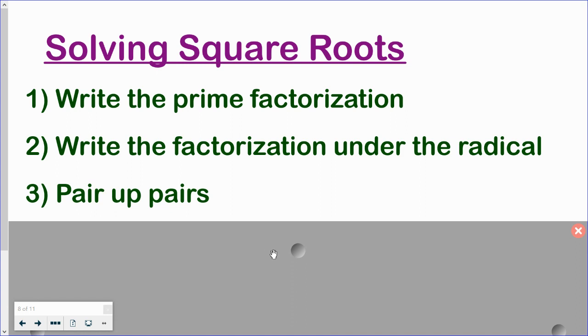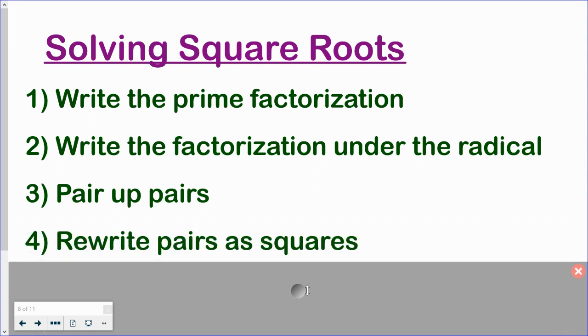Next, you're going to pair up the pairs. Any number that there are 2 of, you're going to write as that number times that number. Remember, pairs don't have 3, they don't have 4, they don't have 1, they just are groups of 2. After you pair up the pairs, rewrite the pairs as squares. Remember, squares are things to the second power. So even if there are 2 pairs of 3, you would write 3 to the 2 times 3 to the 2 in order for them to be squares. Okay, keeping that 2 as an exponent.